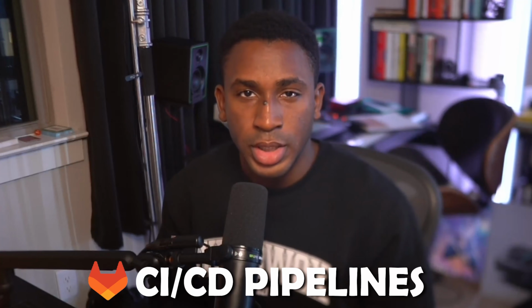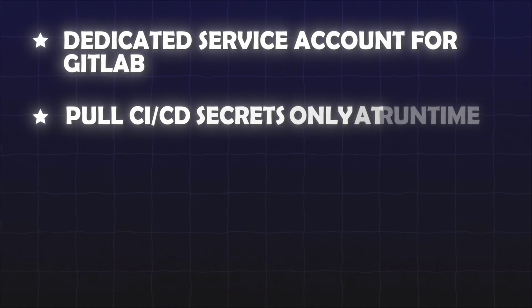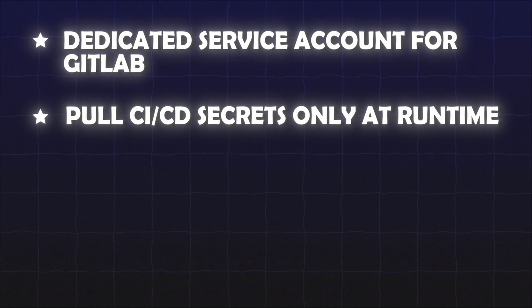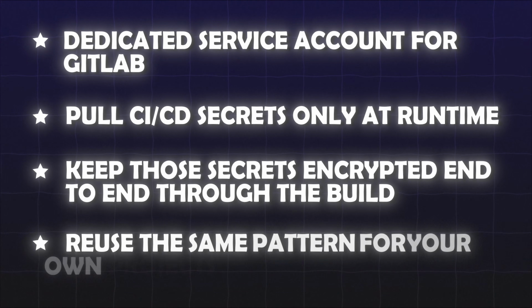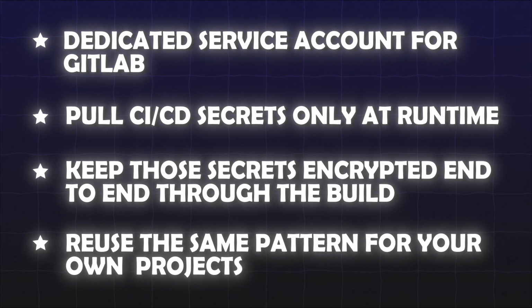Now on this channel, we've already worked through various Kubernetes security scenarios and container image security, but today we're adding the next layer, which is protecting GitLab CI/CD pipelines or any CI/CD pipeline so that credentials never live in your codebase or your logs. In this video, as a proof of concept, I'll be deploying a self-hosted Passbolt instance in the cloud and showing you how to create a dedicated service account for GitLab, pull CI/CD secrets only at runtime so that nothing sits in your repo, keep those secrets encrypted end-to-end through the build, and reuse the same pattern for your own projects or early career roles, whether you're in a cybersecurity engineering role or just working with your own personal repos.